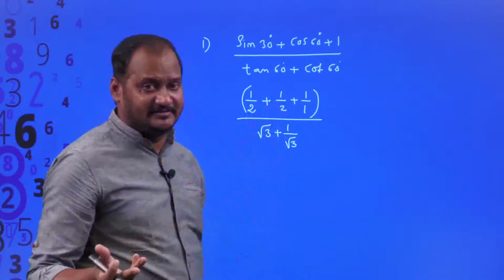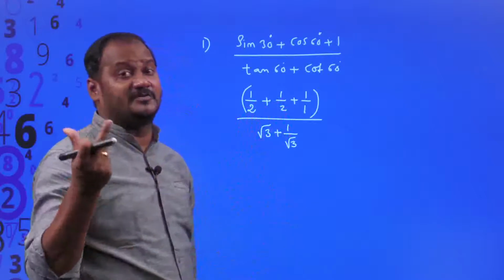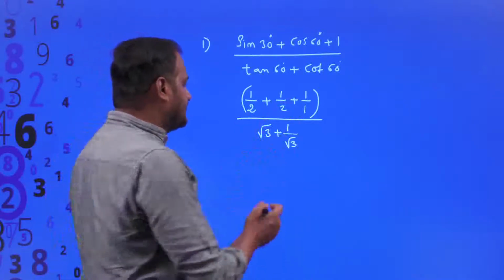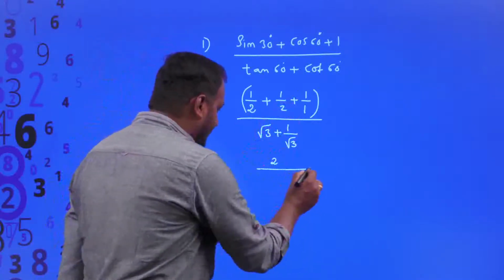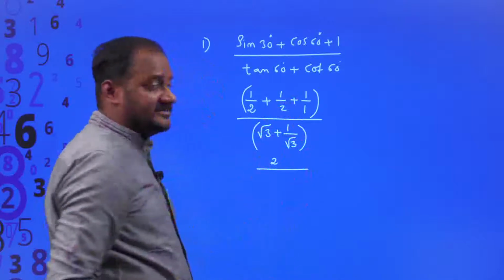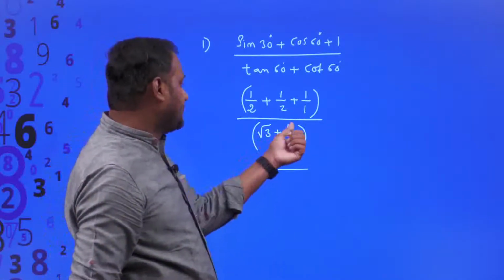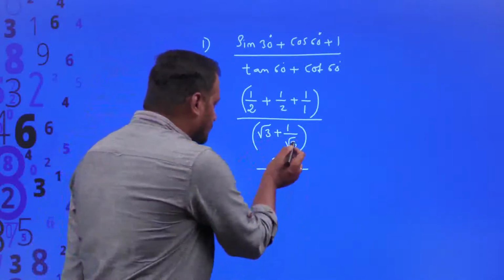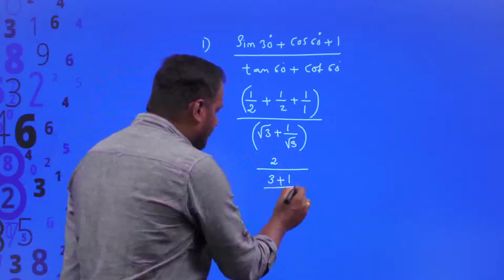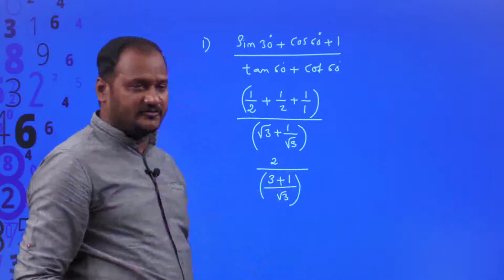Okay. Now simplify this. 1 by 2 plus 1 by 2. You don't take the LCM because you are a 10th grade student. Think of it as half plus half. What is half plus half? It is going to be 1. So 1 plus 1 is equal to 2, divided by the denominator. Since the denominator has fractions with irrational numbers, you can write root 3 plus 1 by root 3 as root 3 into root 3 is equal to 3, plus 1, divided by root 3. So 3 plus 1 is going to be 4.